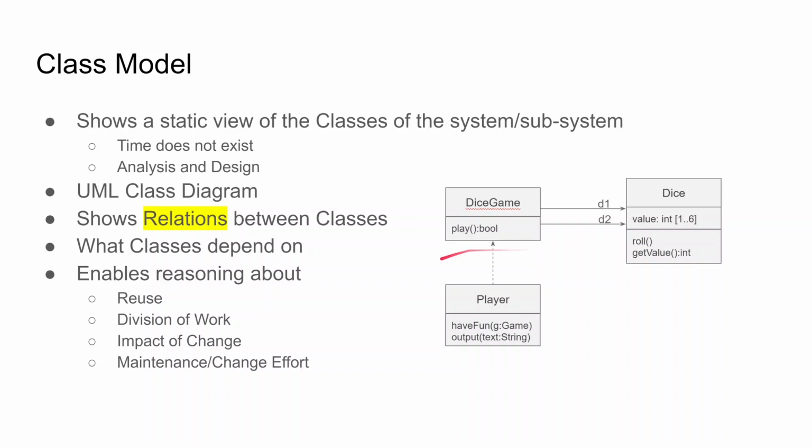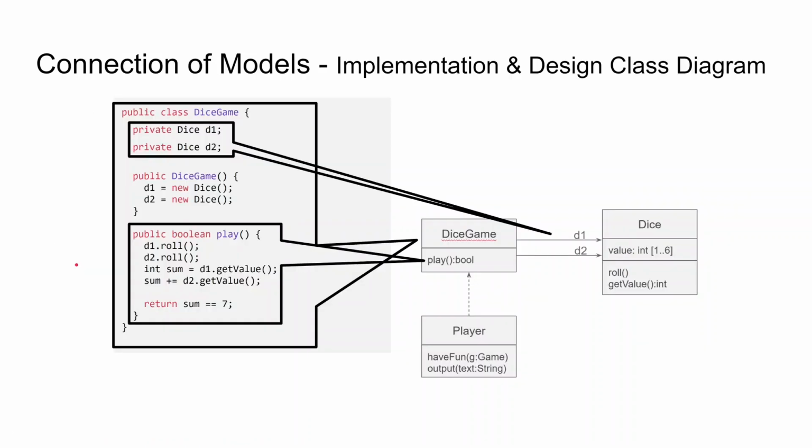So let's take a look at how the class model is connected to the implementation model. As I've said before, we of course have the declaration of the class that corresponds to the class name.